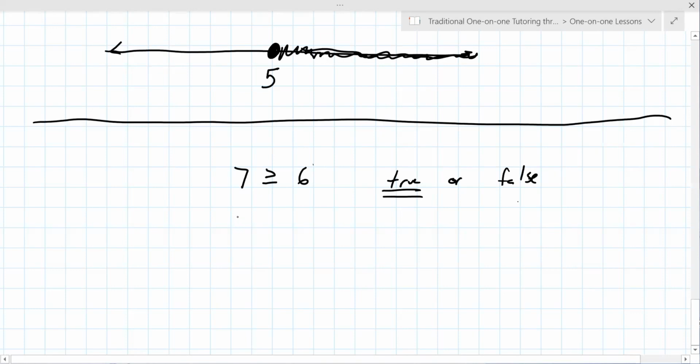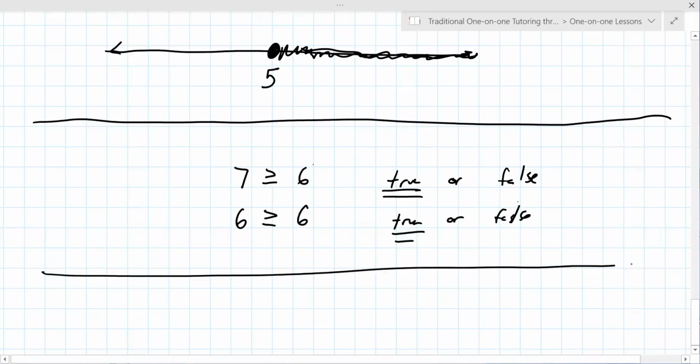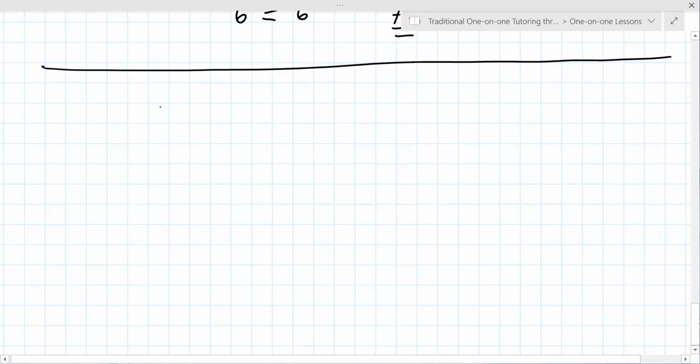Now, is this true? Is 6 greater than or equal to 6? True. It's true because they're exactly equal. All right, good. Okay, so let's do a little bit more here. Let's go 5x minus 7 equals, let's go 13. I'm sorry, less than or equal to 13. Okay, so go ahead and solve this for me, please.